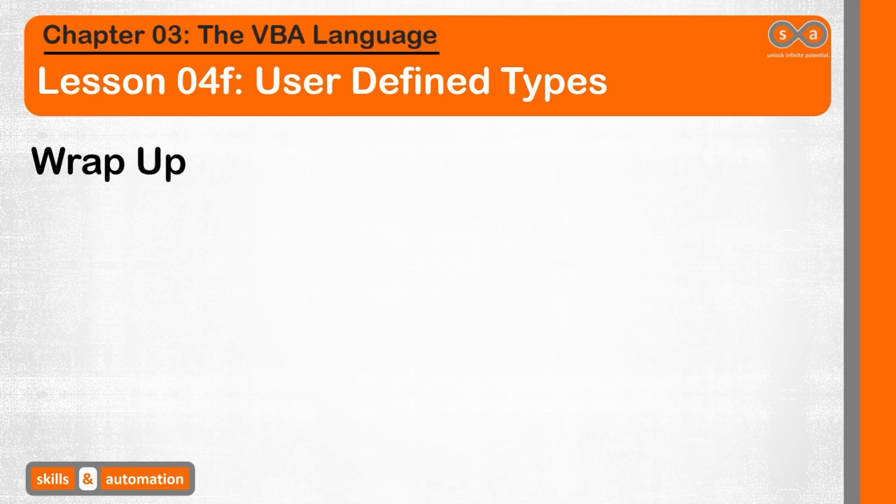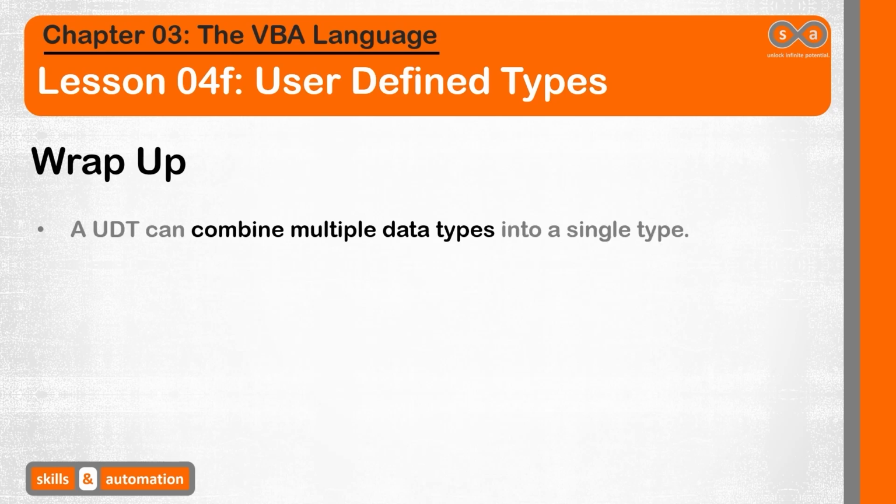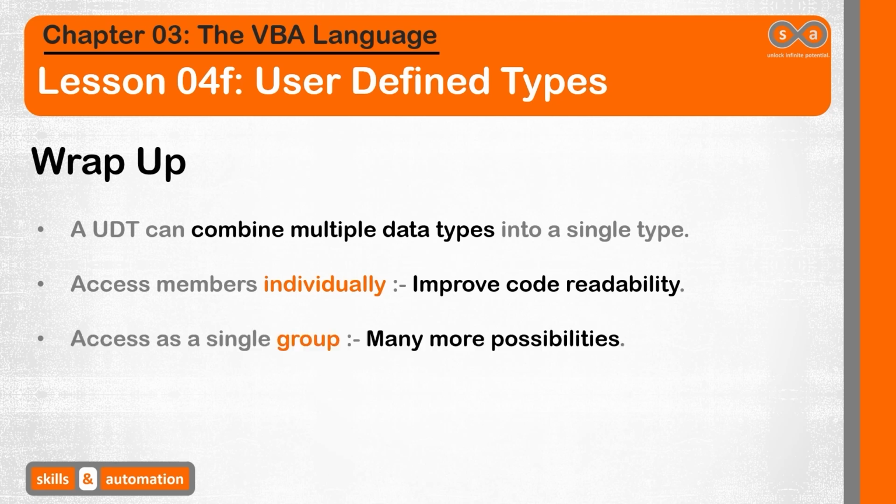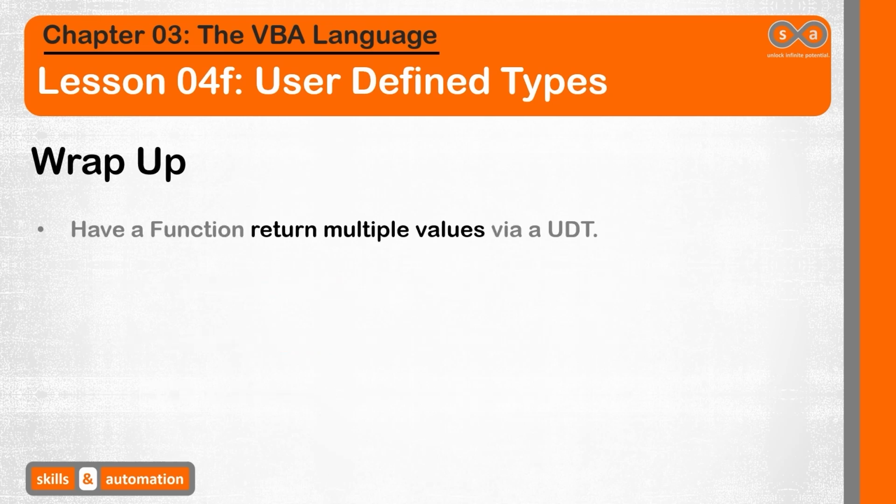A user-defined type, or UDT, can combine multiple data types into a single type. We can access members of a UDT individually. This improves code readability. We can even access the entire group of variables together as a single variable. This opens up many possibilities. We can pass a UDT variable as an argument into a function. We can even return multiple values from a function using a UDT.